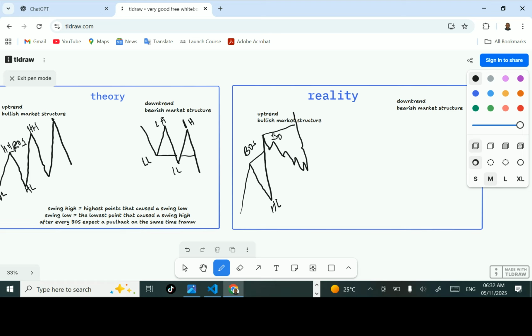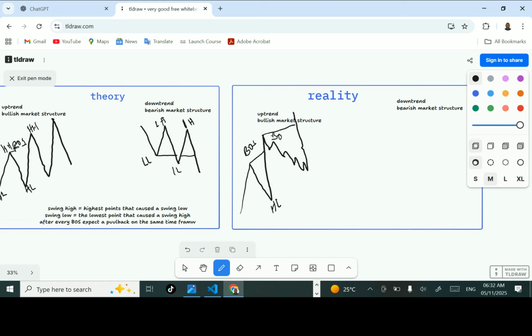What's the reality about the downtrend? We are going to have a lower low, then a lower high. But here the market can do whatever it wants. It can form several patterns. But for us to consider this one as a lower high point, we need to determine a break of structure here. Break of structure. Then we have this one as the lower high point.